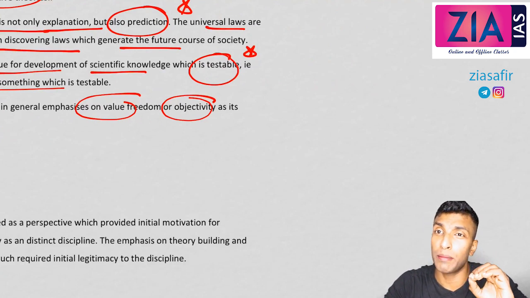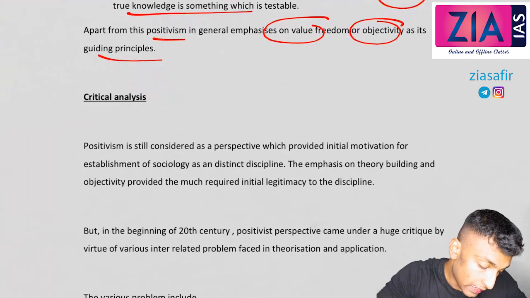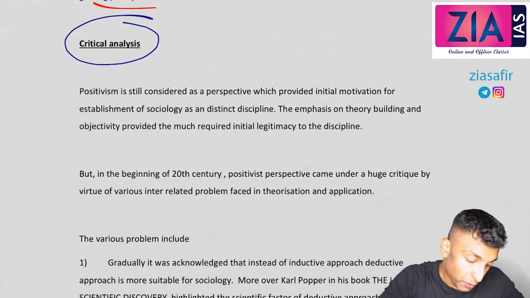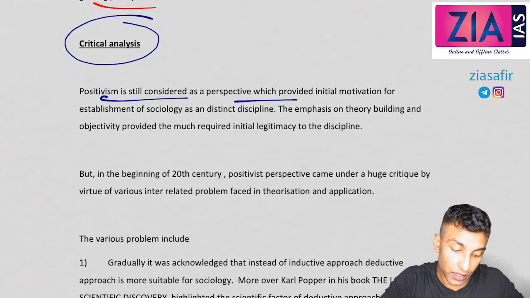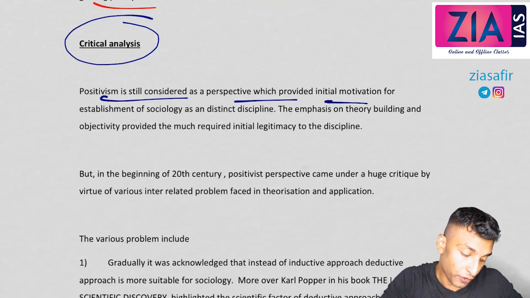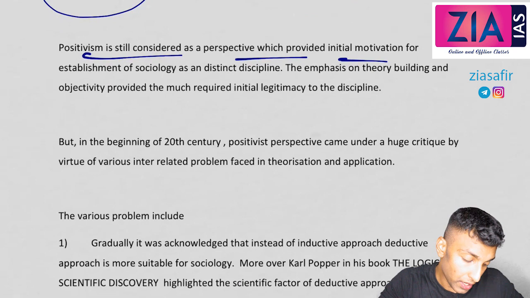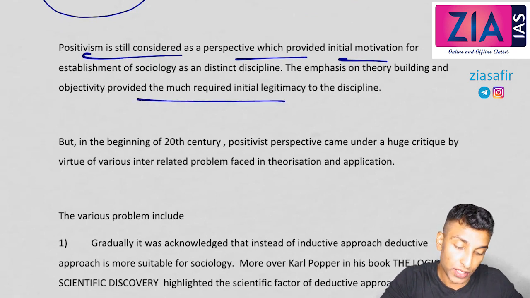So these are the main elements of sociological positivism. Okay, now we will go to the critical analysis part. First we'll talk about some contributions. Positivism is still considered a perspective which provided initial motivation for the establishment of sociology as a distinct discipline. The emphasis on theory building and objectivity provided the much required initial legitimacy to the discipline.